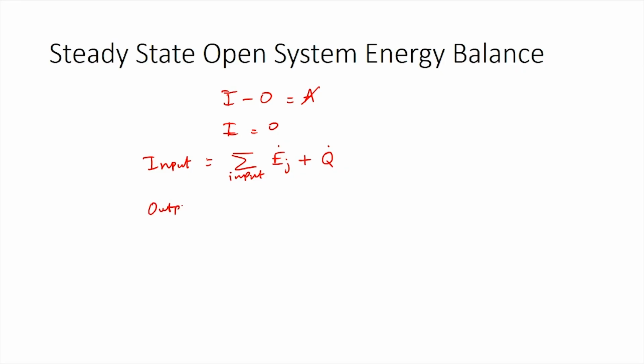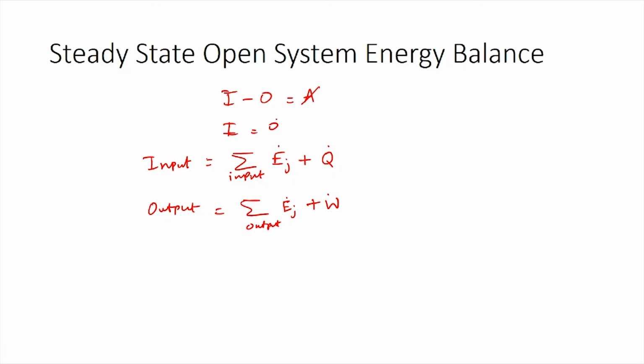You can also have an output equation which is sigma of output of E j dot, which would again be the energies possessed by individual components in the output stream, and the summation will give you the total energy of the output stream, plus W dot, where W dot is the work done by the system. Because it is work done by the system, it is going in the direction from system to the surroundings. So, it is the output. So, energy transferred from the system to the surroundings.